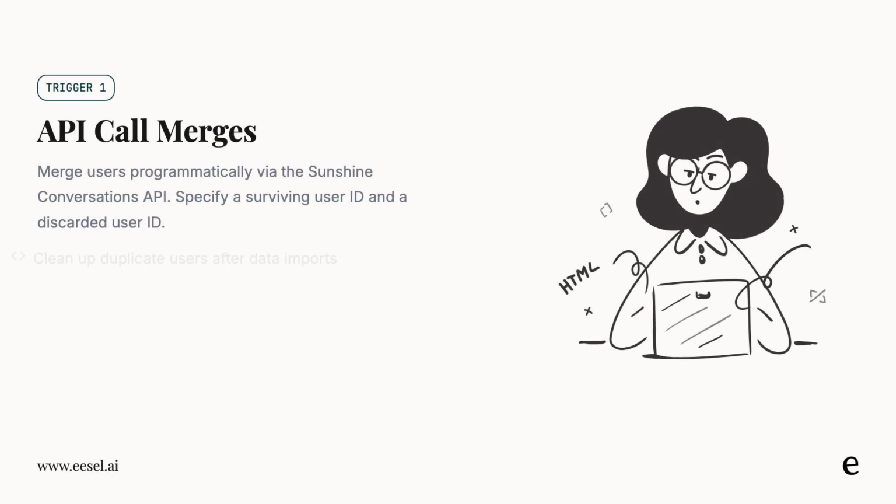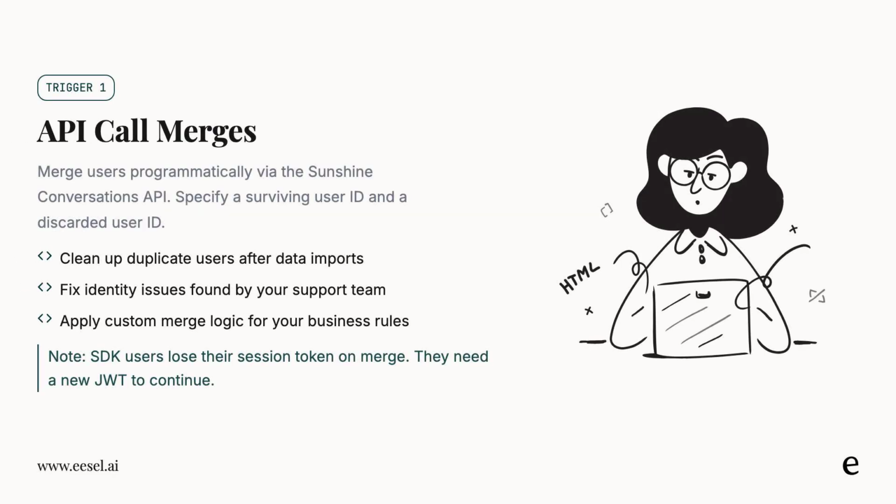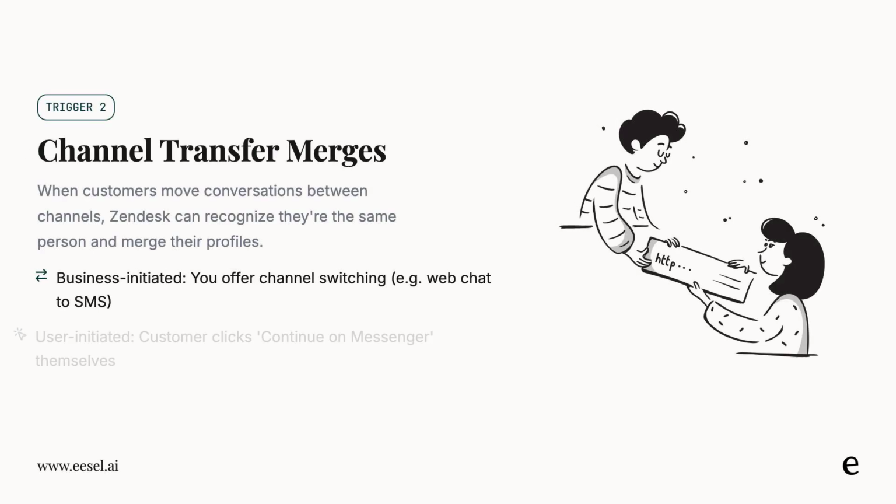Trigger 1. API call merges. Using the Sunshine Conversations API, you call the merge endpoint with a surviving user ID and a discarded user ID. This is useful for cleaning up duplicate users after data imports, fixing identity issues found by your support team, or applying custom business rules. One important note: SDK users lose their session token on merge and need a new JWT to continue.